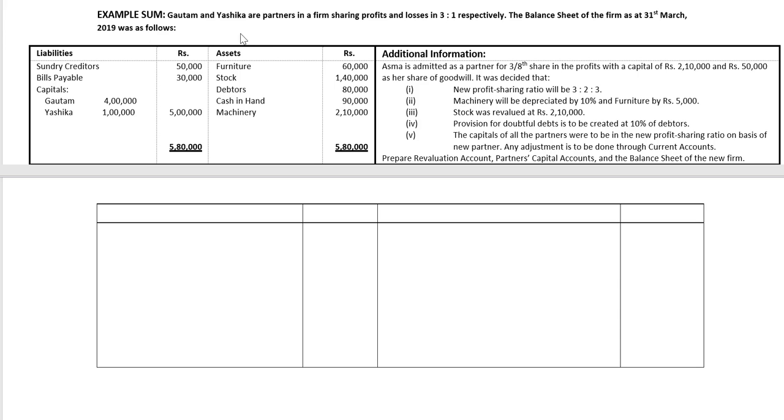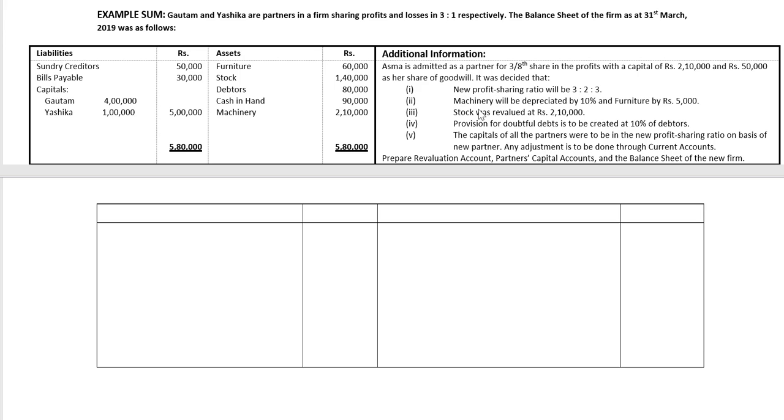Example sum. Gautam and Yashika are partners in a firm sharing profits and losses in 3:1 respectively. The balance sheet of the firm as at 31st March 2019 was as follows. To the left of the screen we have the balance sheet given. To the right, additional information. Asma is admitted as a partner for 3/8 share in the profits with a capital of rupees 2,10,000 and rupees 50,000 as her share of goodwill.